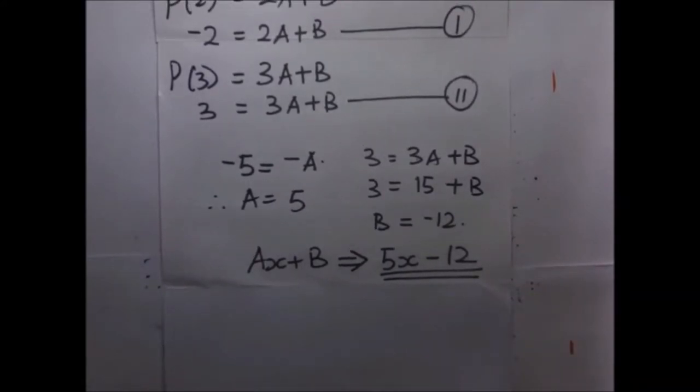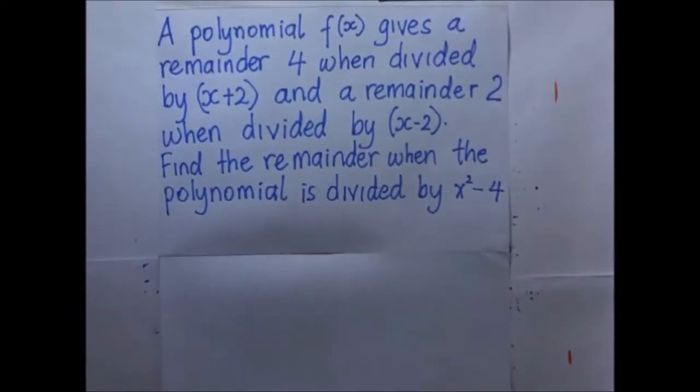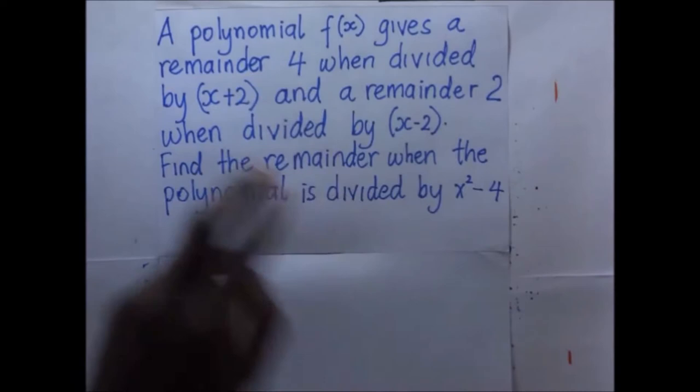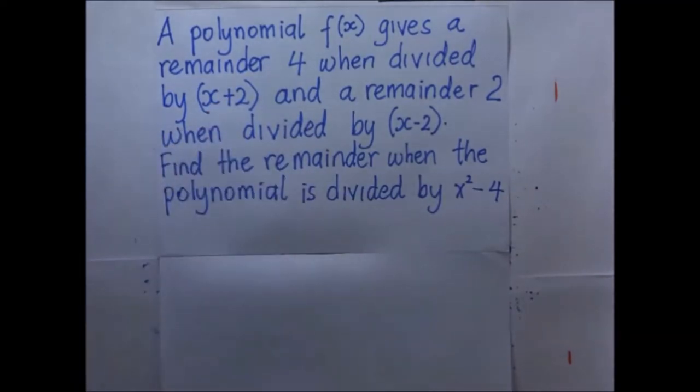Let's carry out a similar example. A polynomial f of x gives a remainder 4 when it's divided by x plus 2 and a remainder 2 when it is divided by x minus 2. Find the remainder when the polynomial is divided by x squared minus 4. We'll do like we've done before.